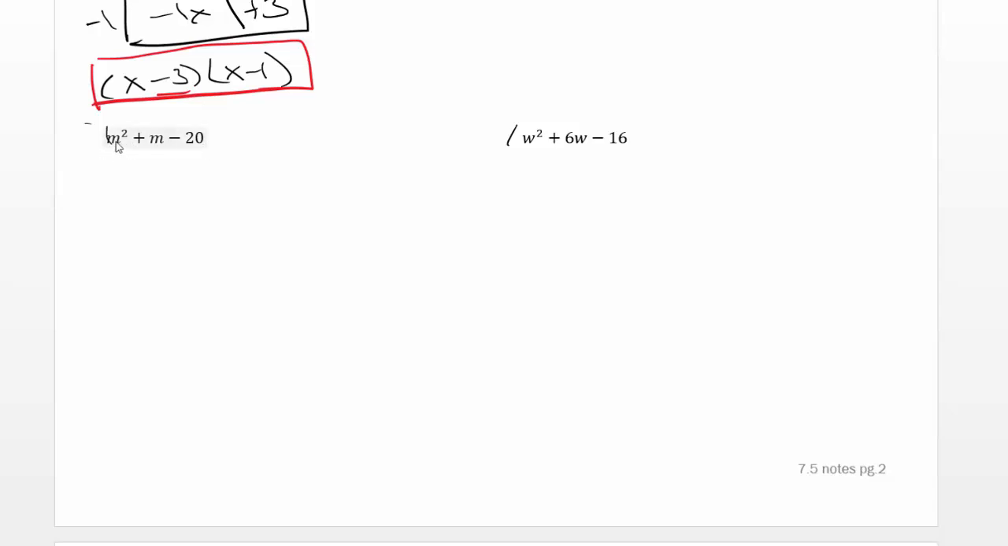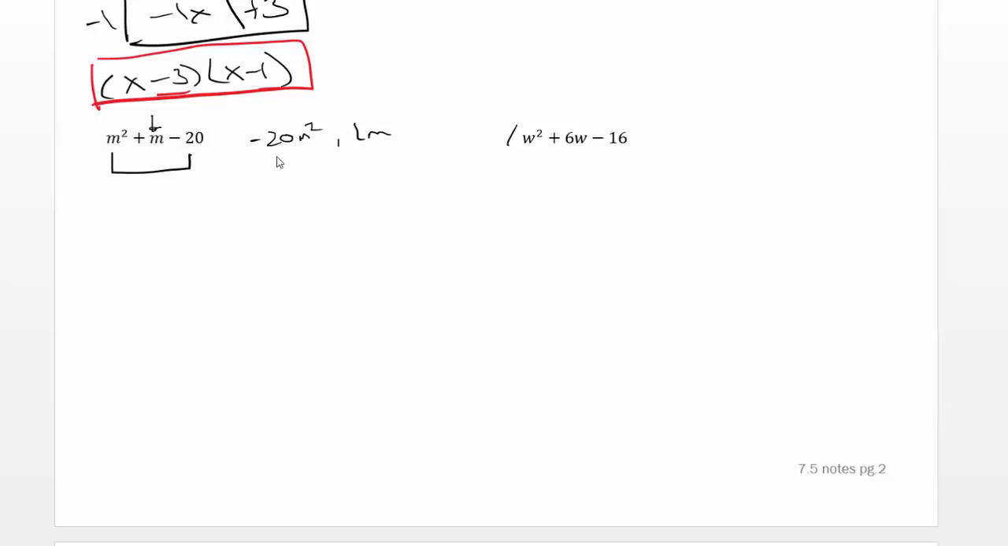m squared plus m minus 20, the leading coefficient is 1. So my trick should apply. I'm going to multiply the first and last. The middle term is adding m, or how about 1m? So I need a pair of numbers that multiplies to minus 20 but adds to 1.